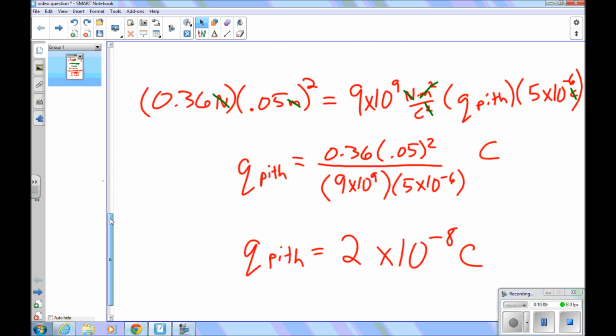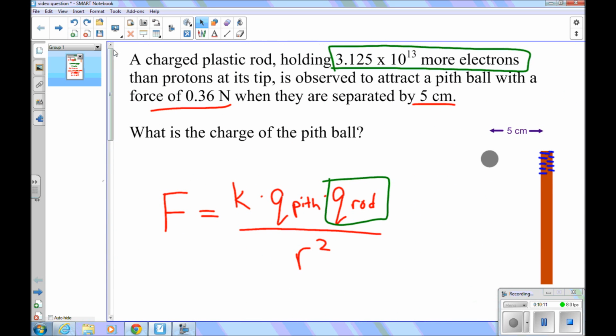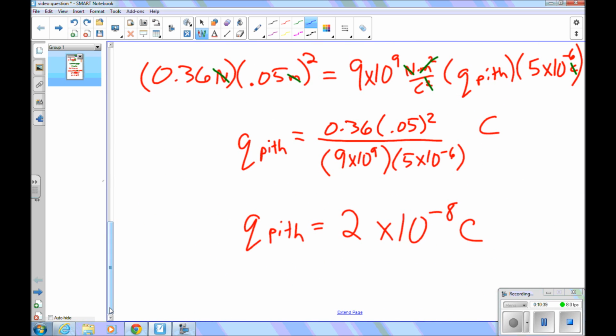But what about its sign? If we think back up here, we see that we are attracting. So I've got an attracting force pulling the pith ball and the plastic rod towards one another. And I know that it's opposite charges that are going to pull on each other. Knowing that the plastic rod is negatively charged, the pith ball has to have the opposite sign of charge. So the pith ball has to have a positive charge.